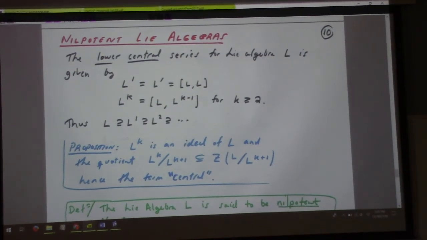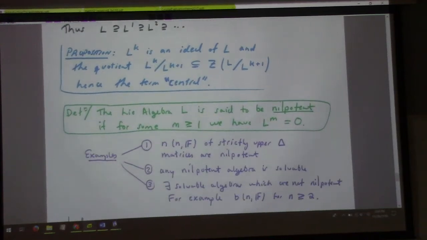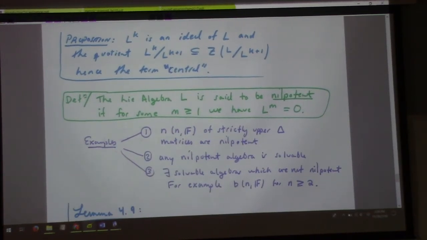Now, a Lie algebra is said to be nilpotent if eventually the central series is 0 past some point. And again, the strictly upper triangular matrices are nilpotent. Any nilpotent algebra is solvable. That's not that hard to see. And there exist solvable algebras which are not nilpotent. For example, this is an algebra which is solvable but not nilpotent.